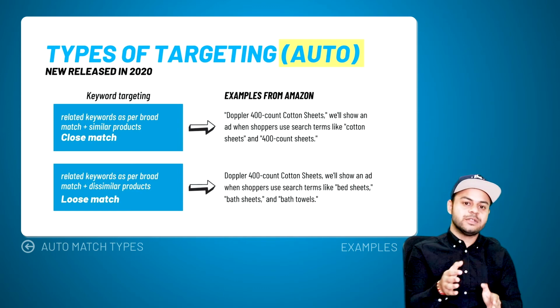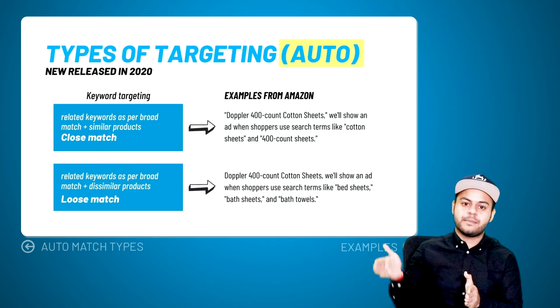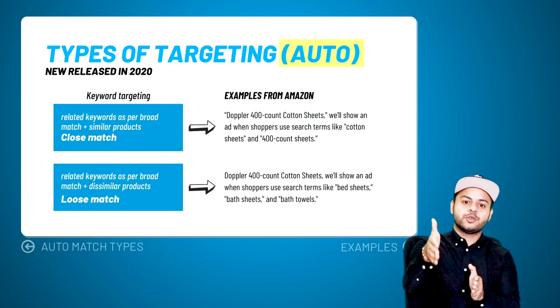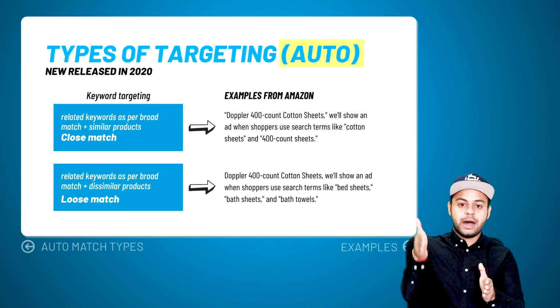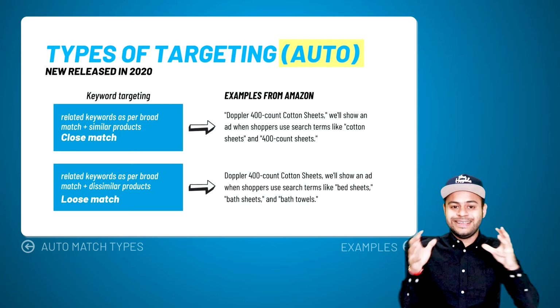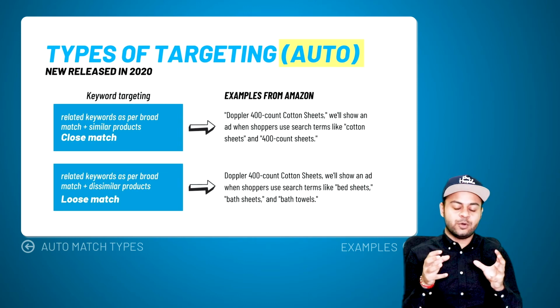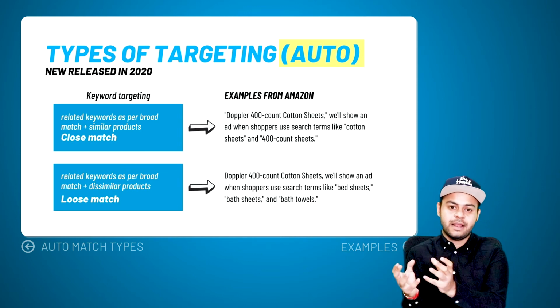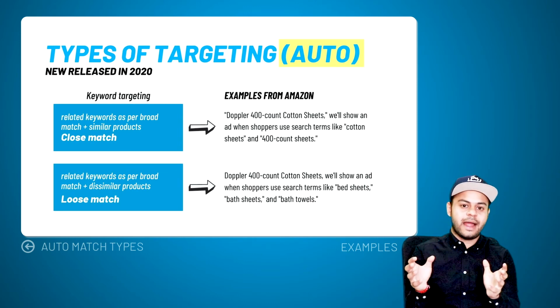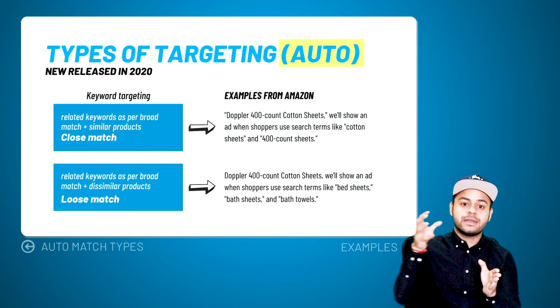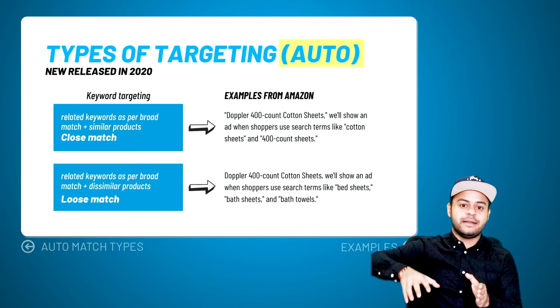also consider keywords which are relating to dissimilar products. For example, for the same keyword now, your products might also be shown for bed sheets, bath sheets, or bath towels. Now, these are not directly related to your product, as in they don't exactly match what you're trying to sell, but they are in a similar category, and therefore Amazon is going to show your product to the keywords that those products are indexed for.